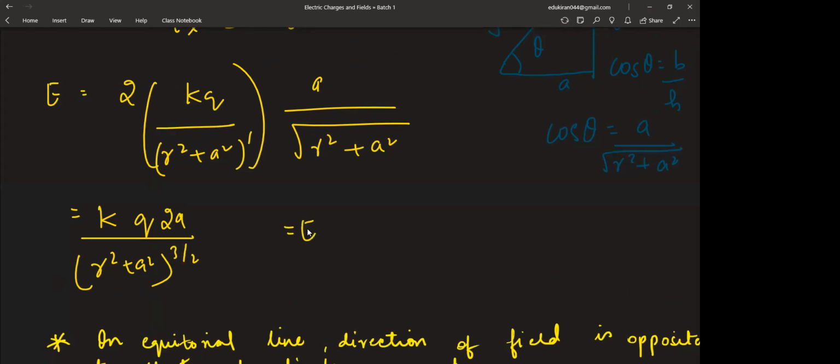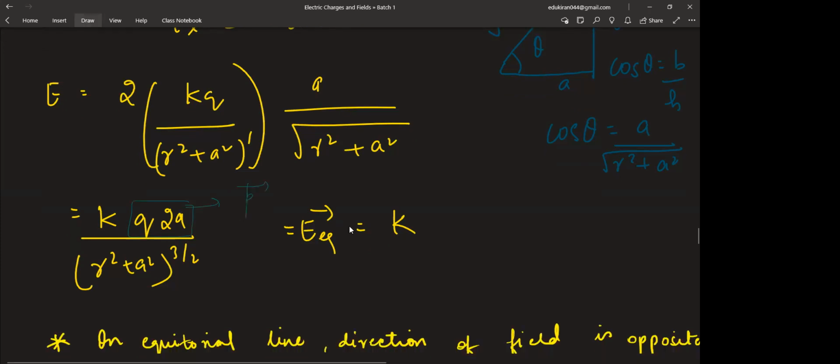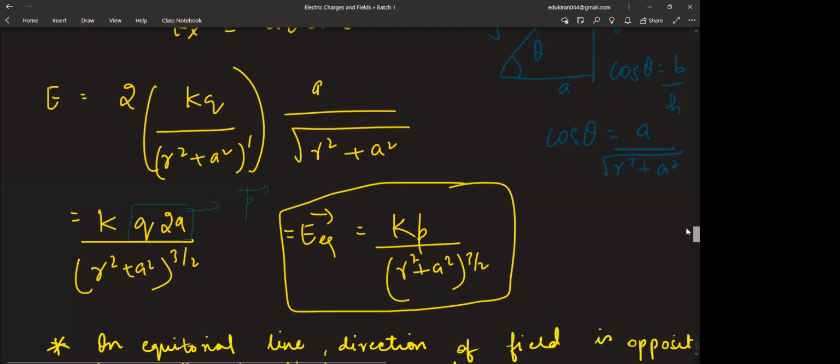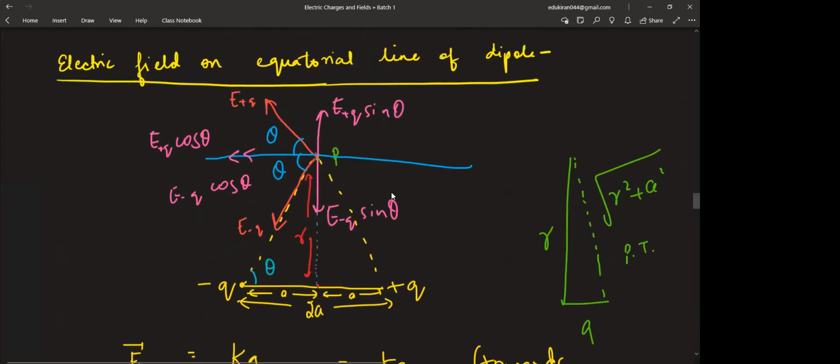So the final formula of electric field at the equatorial point is equal to K into, this term, this is the dipole moment, so this is K into P by R square plus A square to the power 3 by 2. That is the formula. Write down the derivation first, and again I'll tell you about its direction and ideal dipole approximation. And class, it's a lengthy derivation.